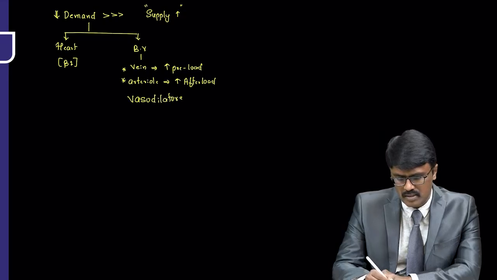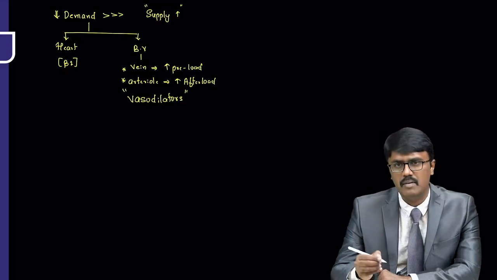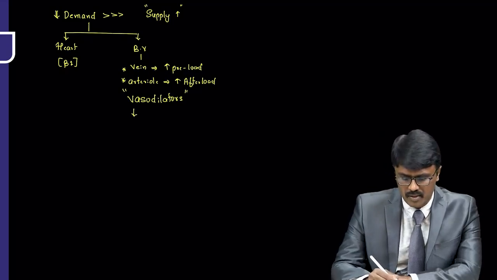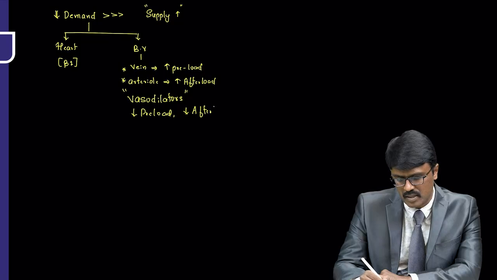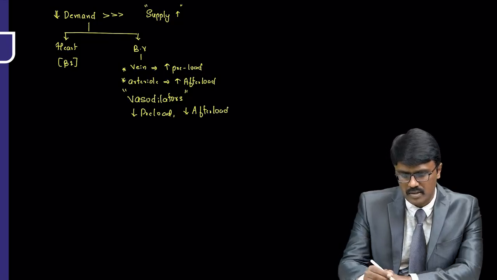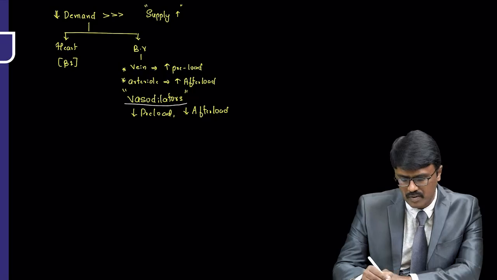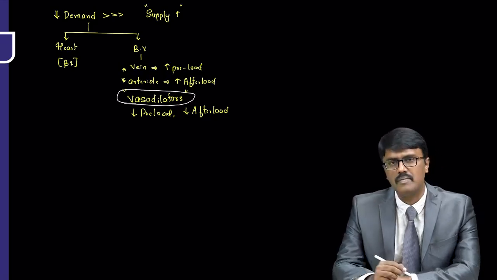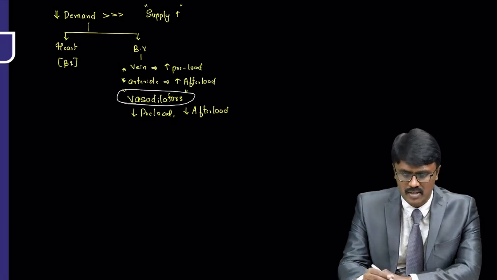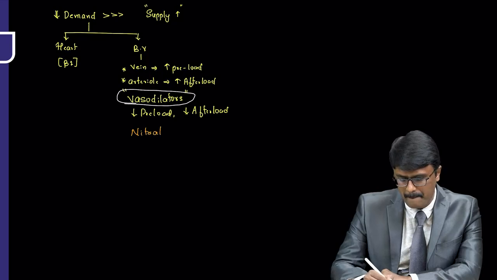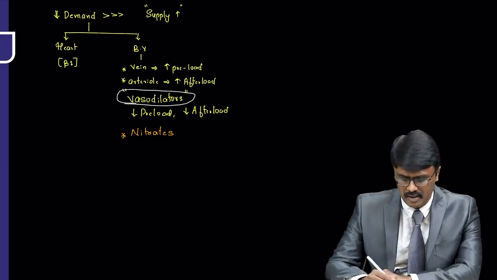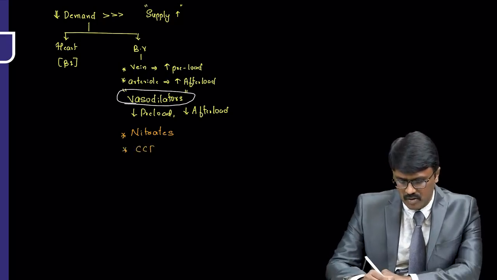So vasodilators are the ones that, when they dilate the blood vessels, can decrease preload as well as afterload. So these are called the vasodilators. That is one targeted therapy we can use in managing angina pectoris. So what are the vasodilators we have? The drugs called nitrates, and we have calcium channel blockers.